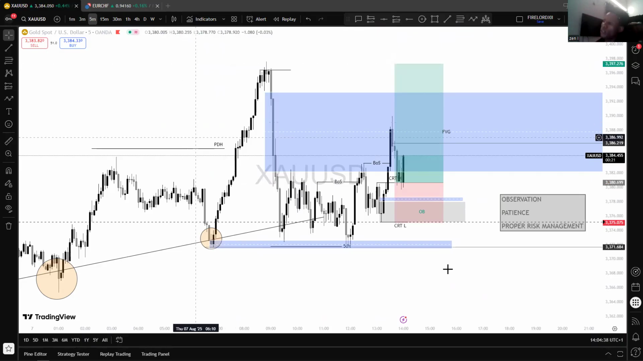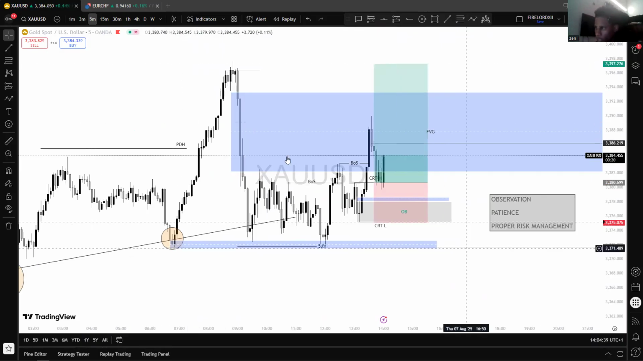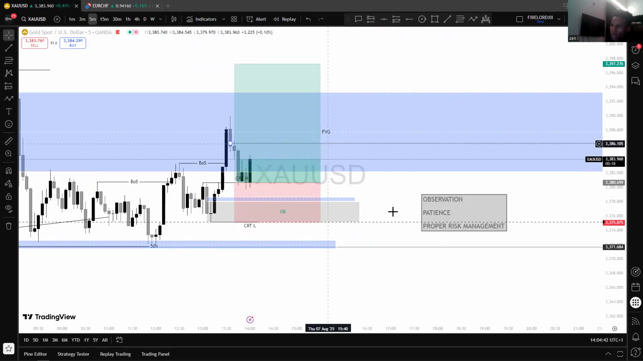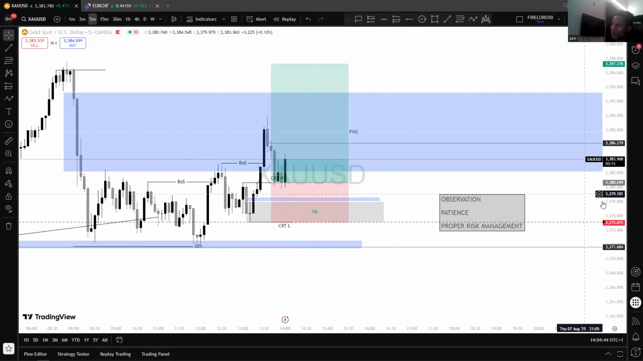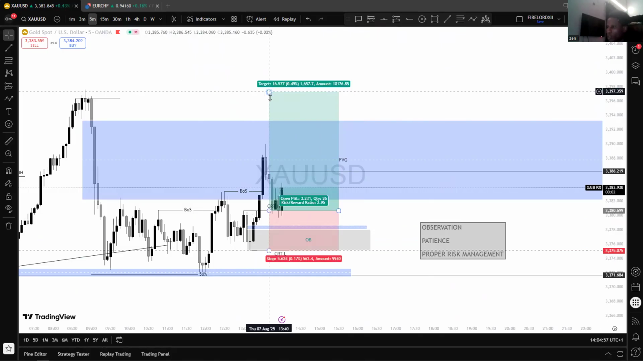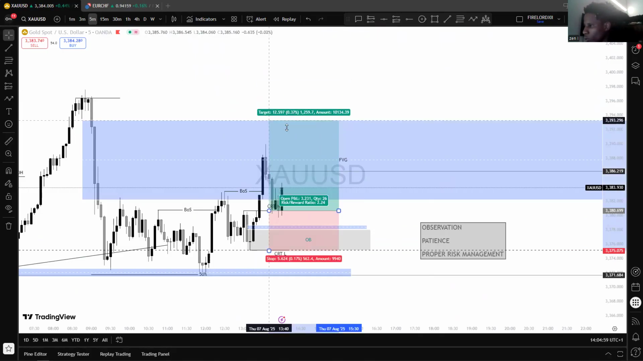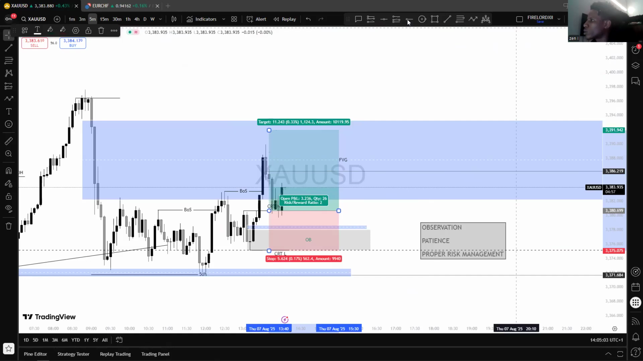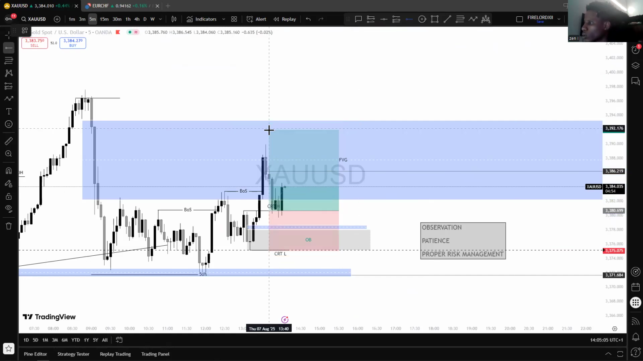And as you can see, it's pushing nicely. And this is our one-to-one TP. So let's see if it hits our one-to-one TP. Let's see. This is one-to-one. This is one-to-two, TP2.